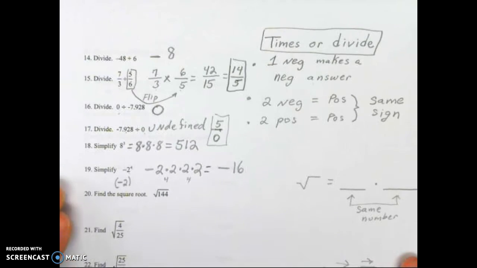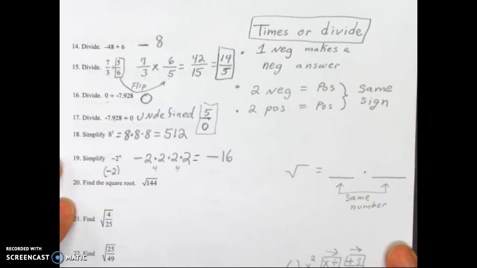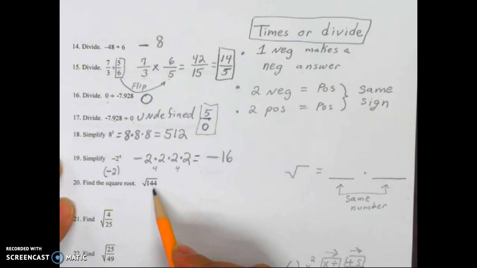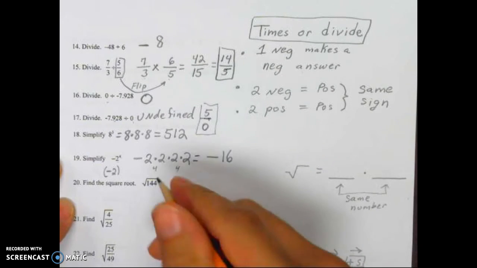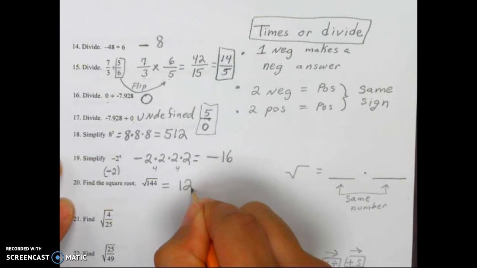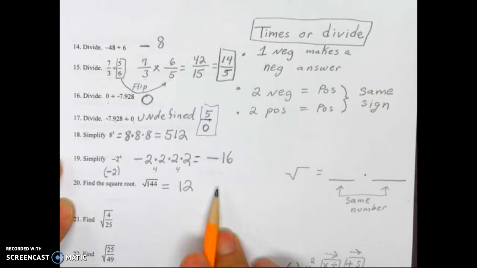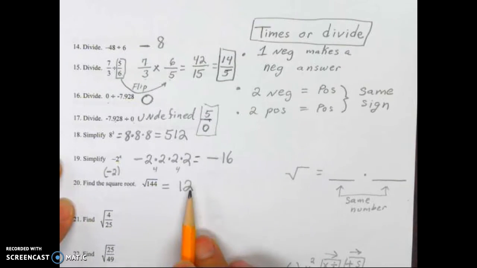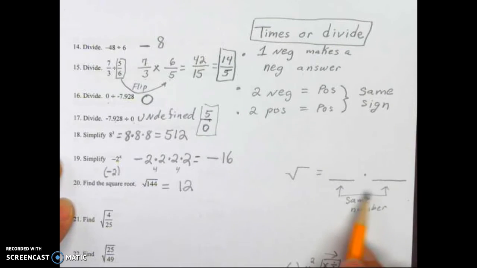All right, so then we have our square roots. And remember, a square root is any number that gets multiplied by itself. So if you look at 144, and I gave you that list, the square root of 144 is the number 12. And if you go 12 times 12, you get 144. That's what makes a square root so special. It's made by the same number being multiplied twice.